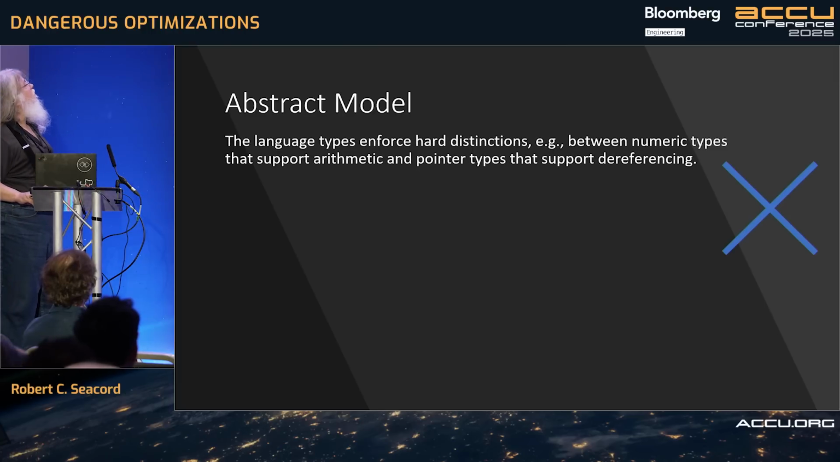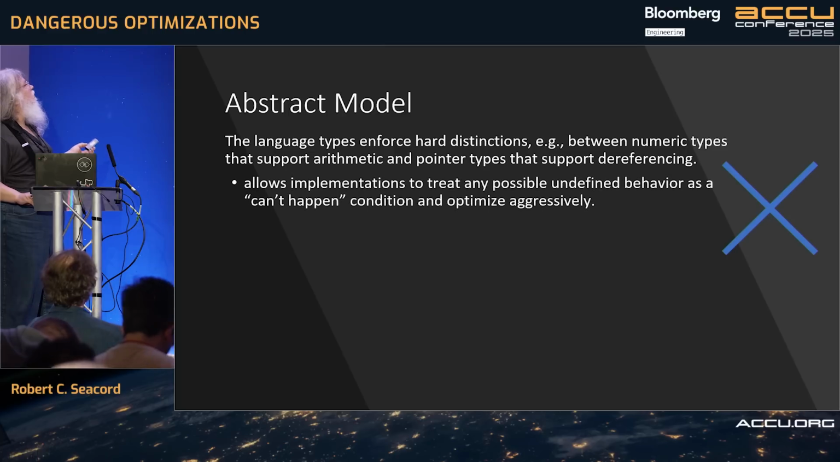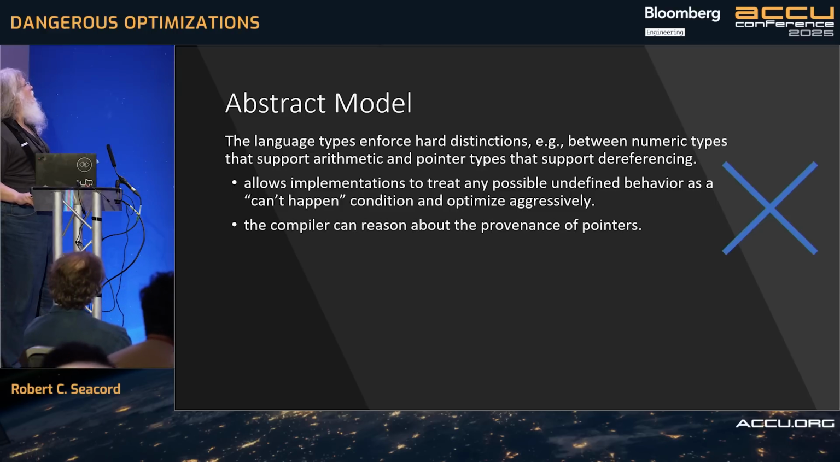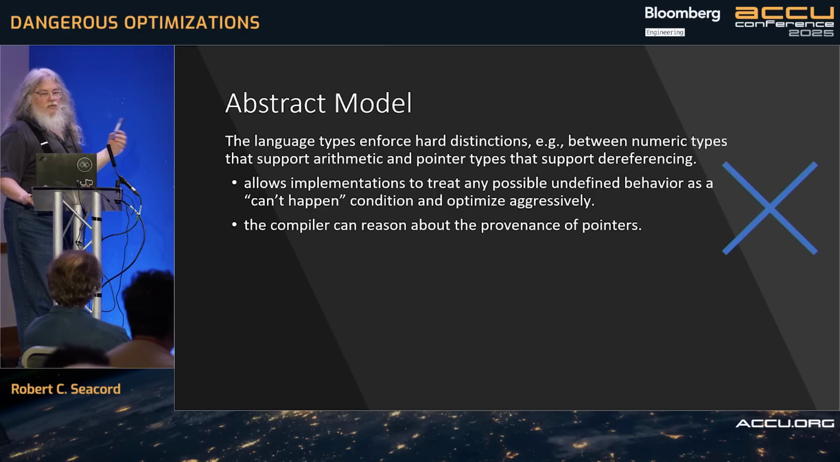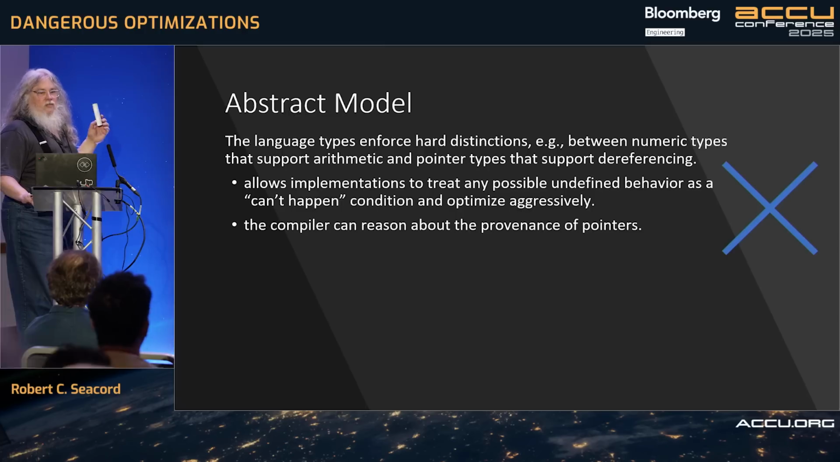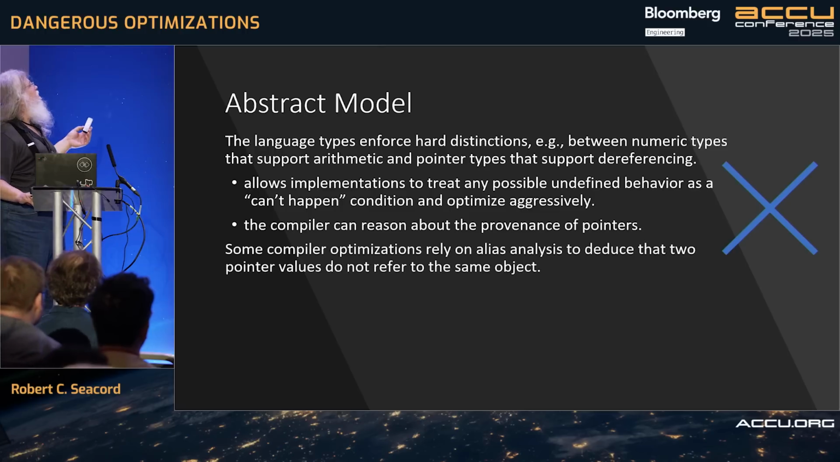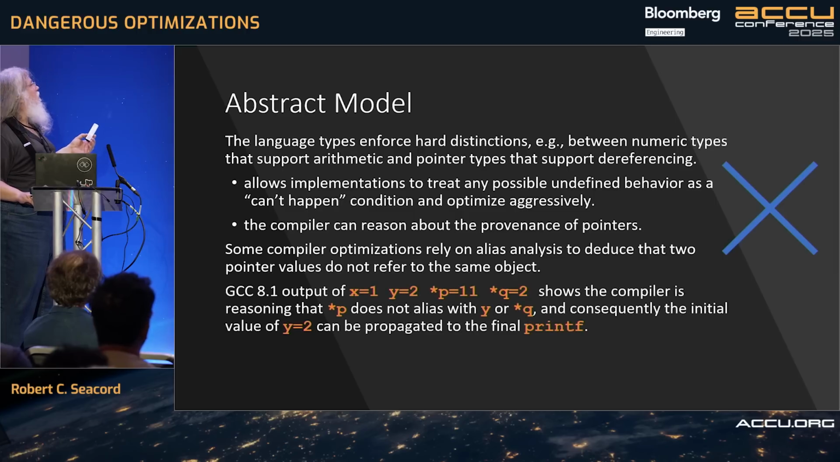So here, the language types enforce hard distinctions. For example, between numeric types that support arithmetic and pointer types that support dereferencing. It allows an implementation to treat any possible UB as a can't happen condition and optimize aggressively. So the compiler can reason about the provenance of pointers, like where do they come from? Did they go to a good school? Who are their parents? I don't know. So some compiler optimizations rely on alias analysis to deduce that two pointers do not refer to the same object.